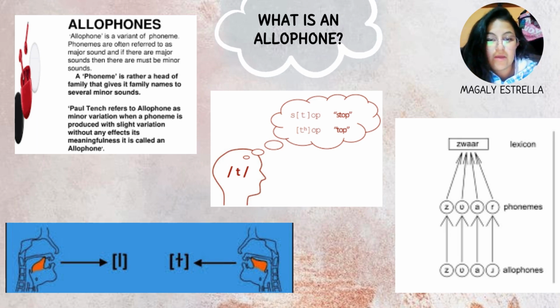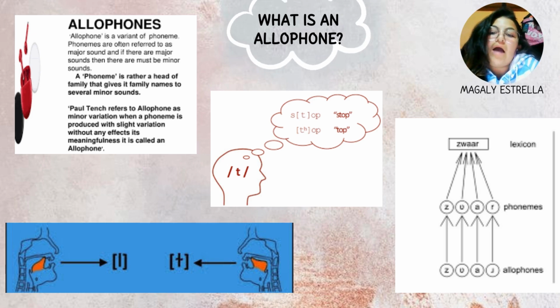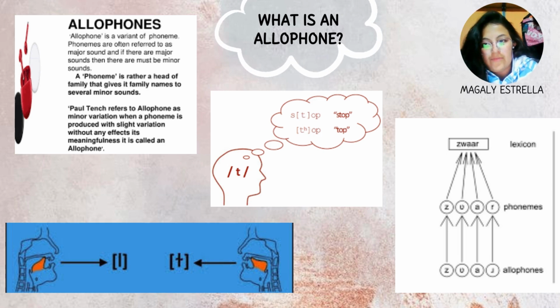For example, in English, the phoneme T can be realized as different allophones. T as in tough, aspirated. T as in stop, unaspirated. And T as in butter, in American English, a flap sound. Despite this difference in pronunciation, English speakers perceive all of the sounds as the same phoneme T.